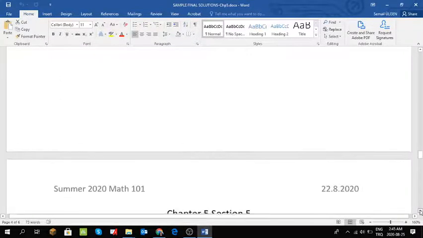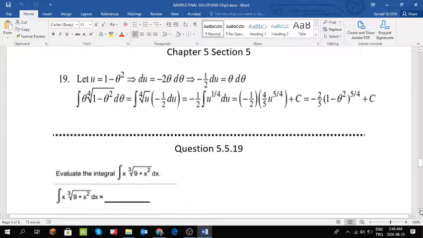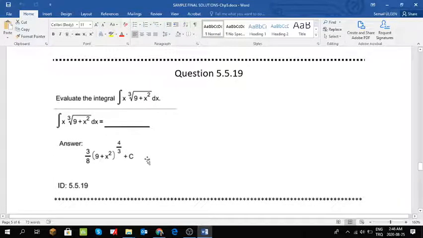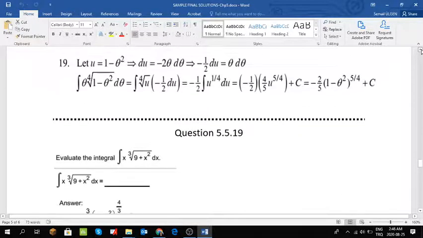Alright, and what is next? Chapter 5, section 5, question 19. Evaluate the following integral: the integral of x times the cube root of 9 minus x squared dx. They are going to use substitution. I'm going to solve a similar question using substitution. It's not exactly the same, but similar. The integral of theta times the fourth root of 1 minus theta squared d theta.